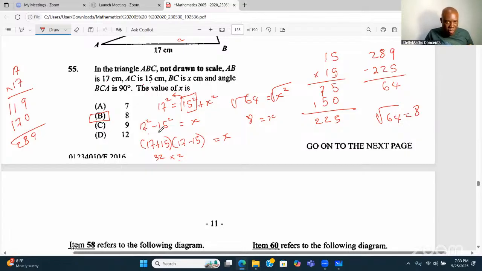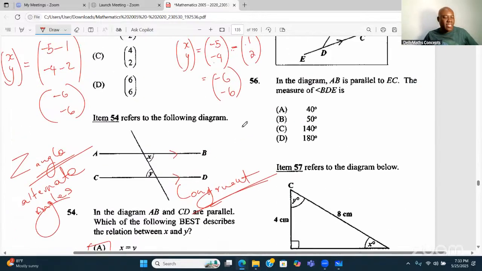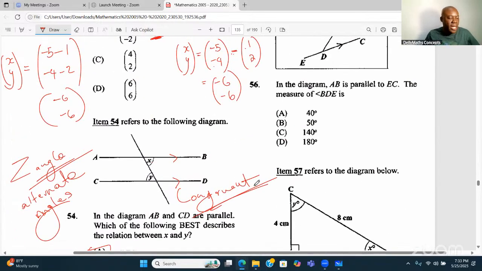But when I see stuff like this, I like it because I'm seeing the difference of two squares. And I'm like, oh, I could factorize this. Put a plus, put a minus between them. Boom, and I'm gone. But it's up to you to navigate. We got the same answer though. So our answer there was 8. Let's go to the next question.